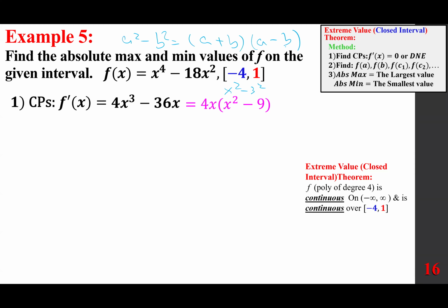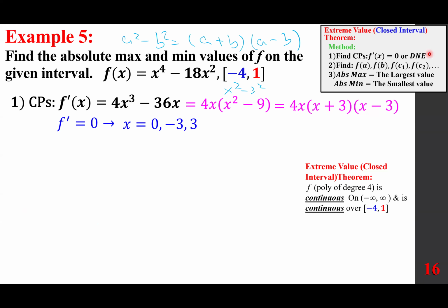Which is x plus 3, x minus 3. And if we set f prime equal to 0, we get 3 answers. This gives us 0. By the way, this 4 or any other number in front doesn't change the fact that x must be 0. Positive, negative, small, large makes no difference. So x is 0, x is negative 3, x is positive 3. So there are 3 answers here.